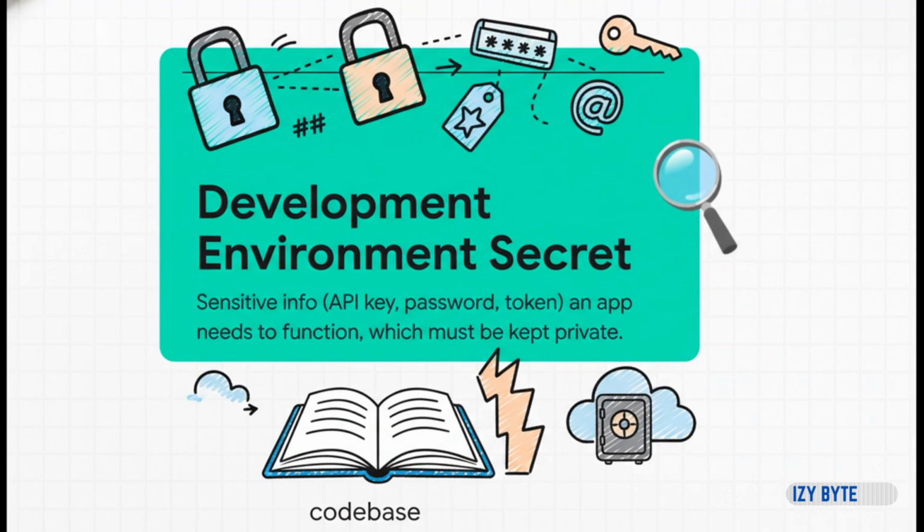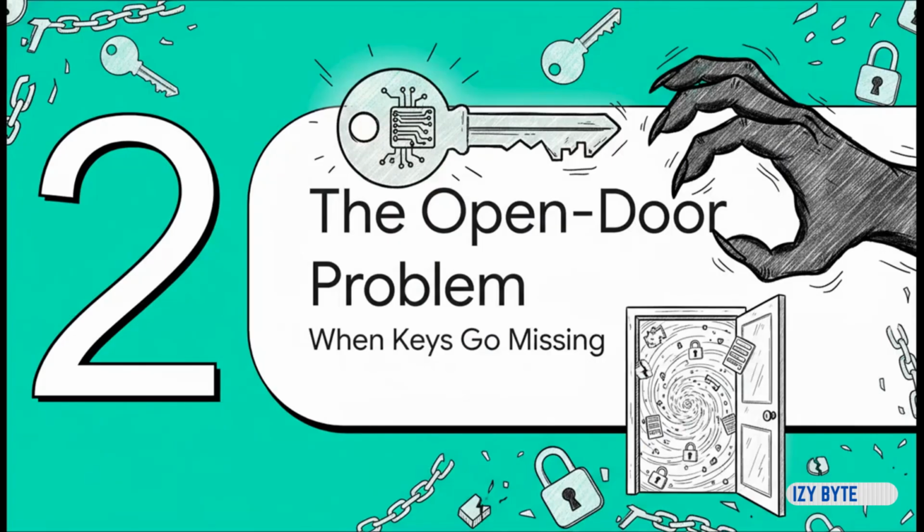A development environment secret is basically any sensitive piece of information your app needs to do its job. We're talking about things like an API key, a database password, or a special access token. And here's the absolute number one most important rule. That information has to be kept private and stored completely separate from your code. Because if you don't keep them separate, well, you've got a massive open door problem.